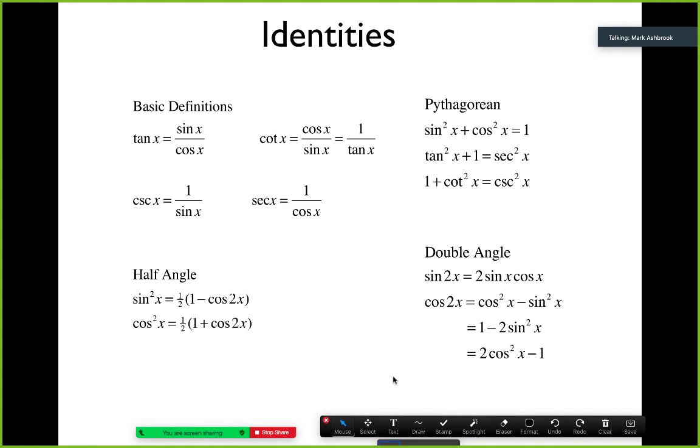The half angle formulas are used for, so this is key, sine squared and cosine squared just by itself. So when you just have sine squared, or you just have cosine squared and nothing else, the half angle formula is the ticket, because that's a straightforward antiderivative right there. And then the double angle formulas. Sine of 2x has one version. Cosine of 2x actually has 3 possible versions.